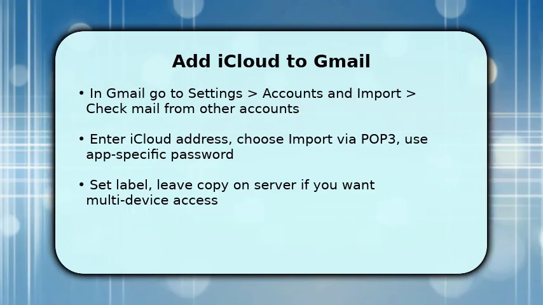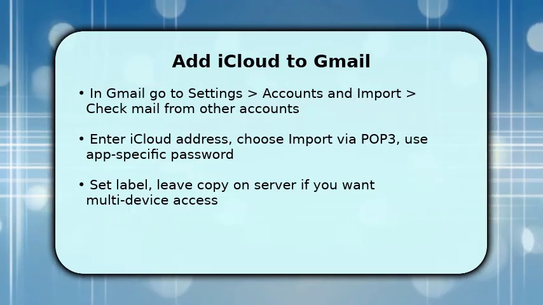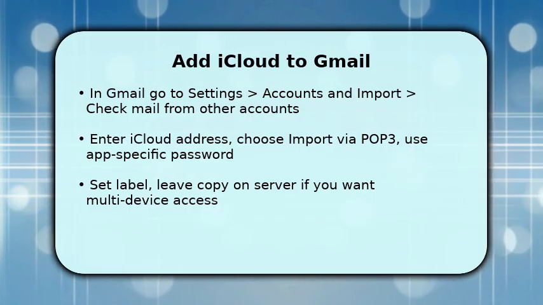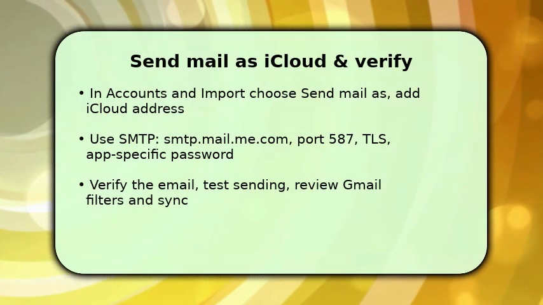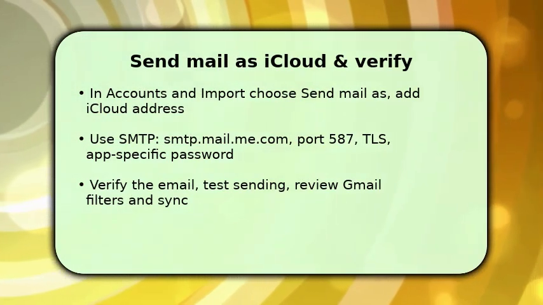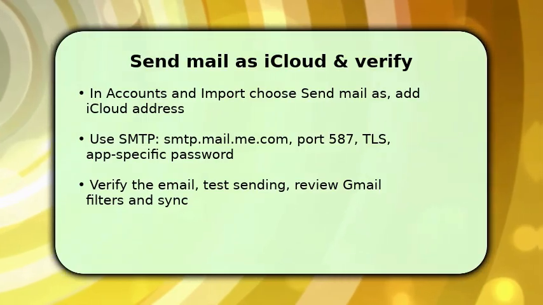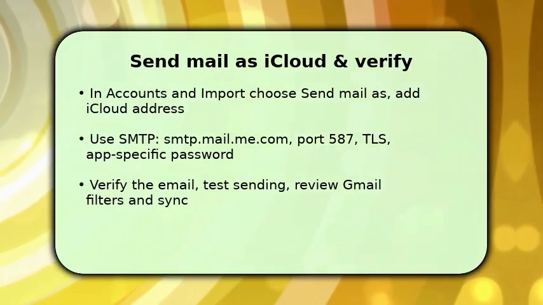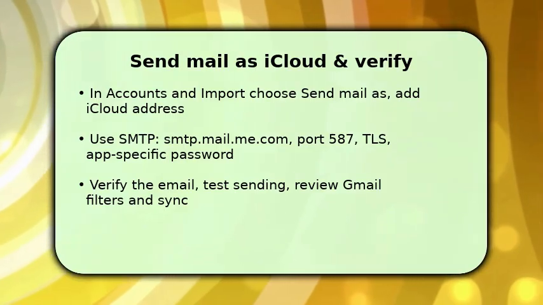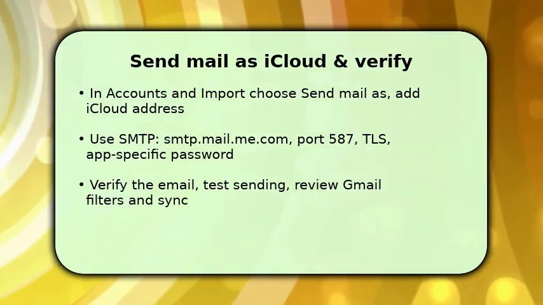Finish by enabling Send Mail As. In Gmail settings, add your iCloud address and configure SMTP to smtp.mail.me.com using port 587 with TLS and the app-specific password. Verifying the address sends a confirmation code. Enter it to allow Gmail to send as your iCloud identity.